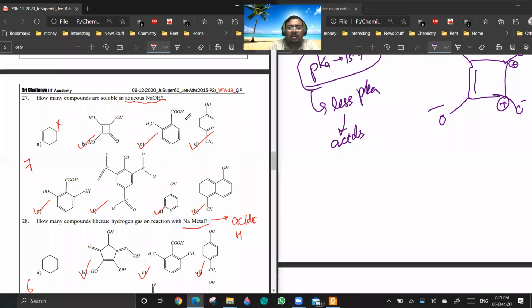Electronic factors will cause minor variation in acidity. It will not make it very much less acidic. Again, this has to be confirmed with the values, but I think even para-methoxyphenol will have a pK between 11 and 12, not more than that. Water has a pK of 15.7, so it is definitely more acidic than water. If it is more acidic than water, then it will react with OH minus. Is it clear?